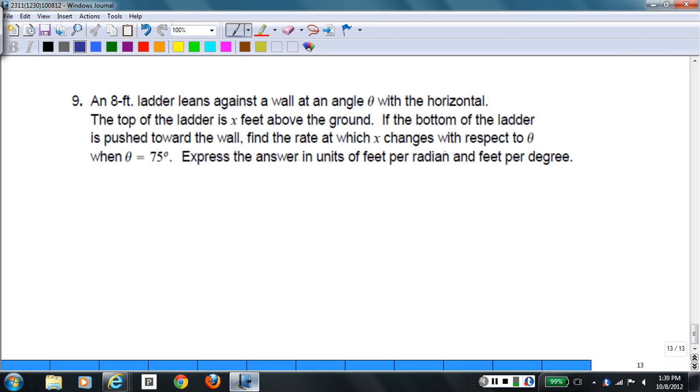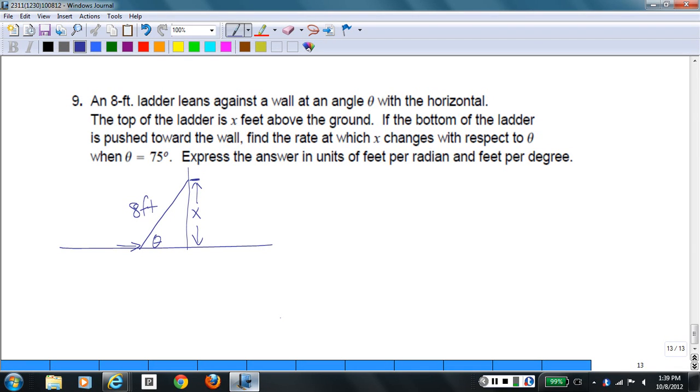An 8-foot ladder leans against a wall at an angle theta with the horizontal. So there's the wall. There's the 8-foot ladder. There's the angle theta. 8 feet. Top of the ladder is x feet above the ground. So from there to there, that's x, like that. If the bottom of the ladder is pushed toward the wall, that way, find the rate at which x changes with respect to theta at the instant when theta equals 75 degrees.